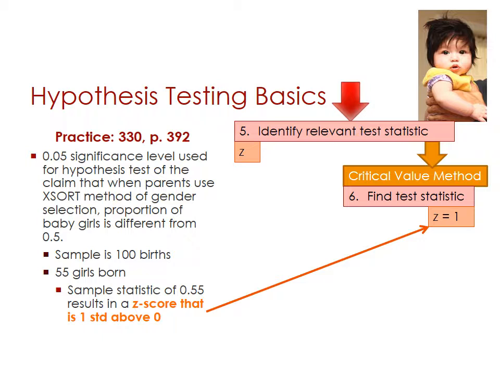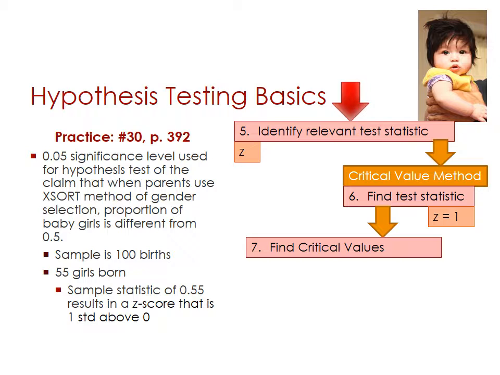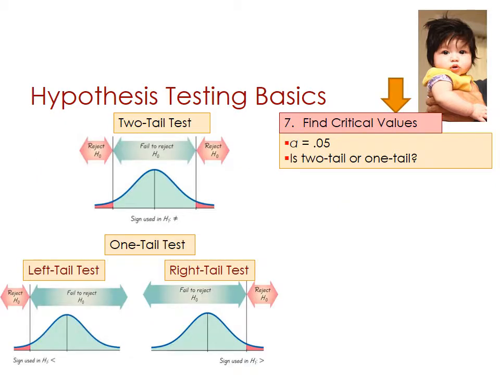So we have that. And now our next step is we need to find our critical values. That's the name of the particular method. For finding our critical values, we need to go through a series of steps. So first of all, here we've got our alpha as 0.05 from the problem. We need to know if it is a two-tail or a one-tail test. So looking at this particular problem, is it a one-tail or a two-tail?